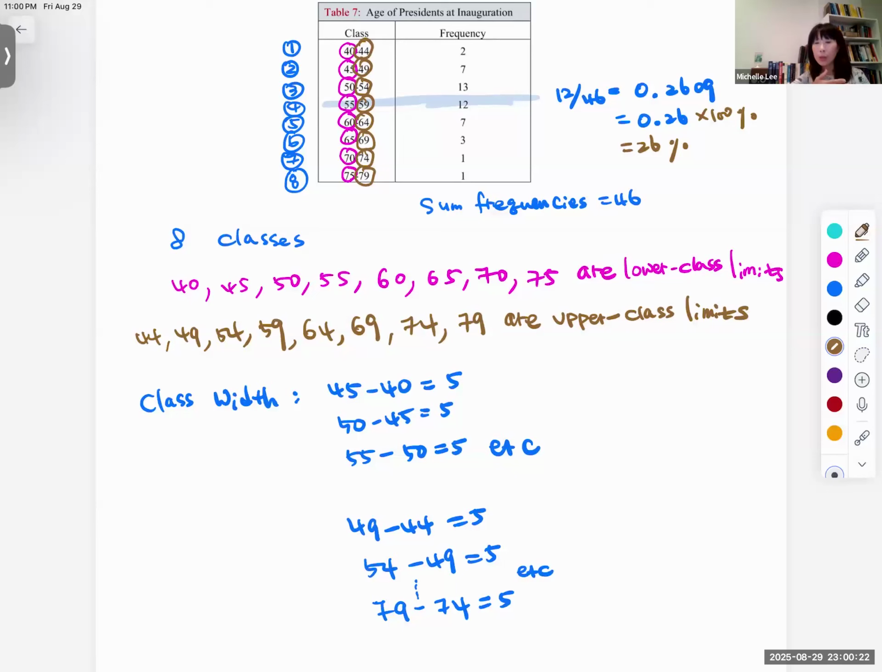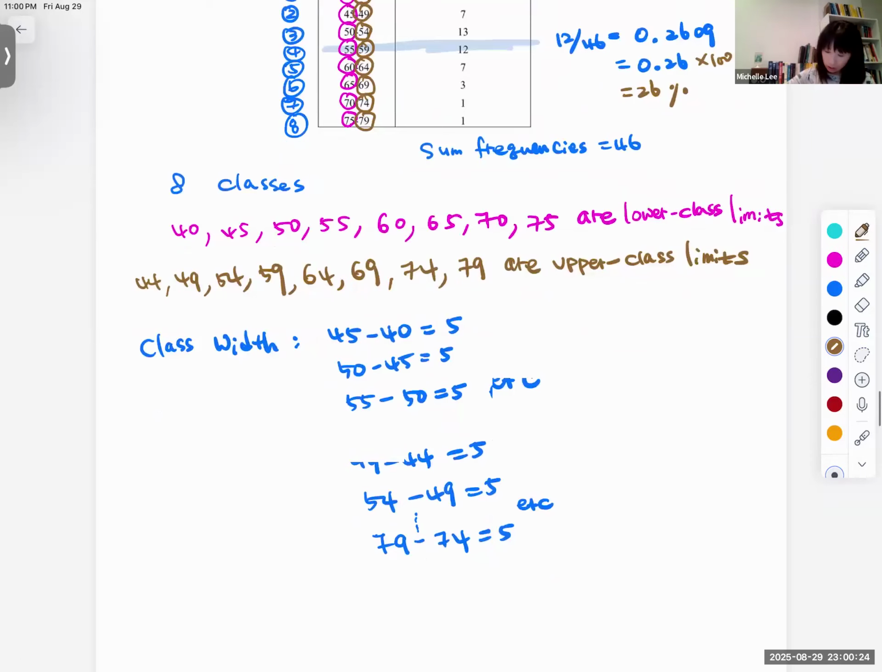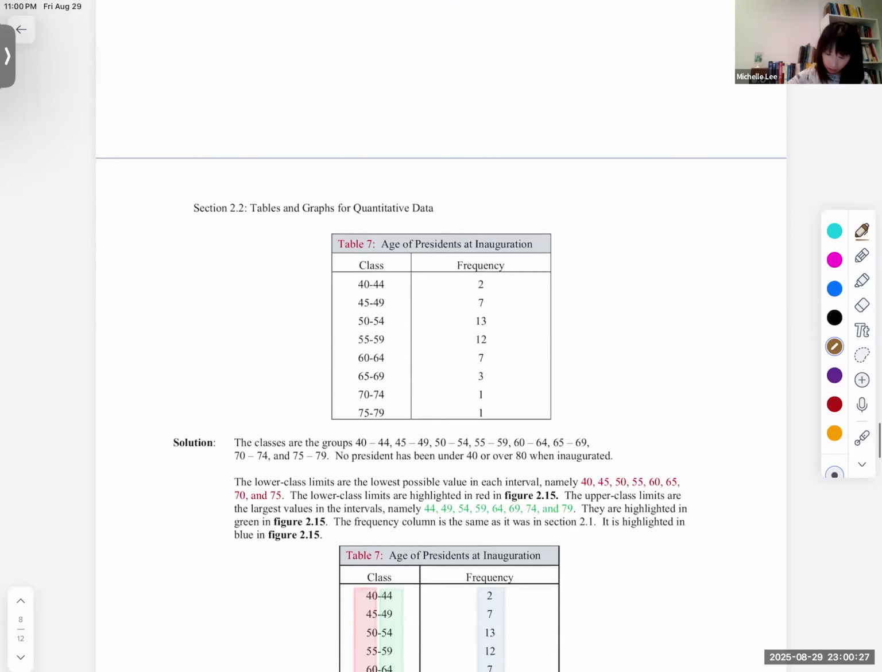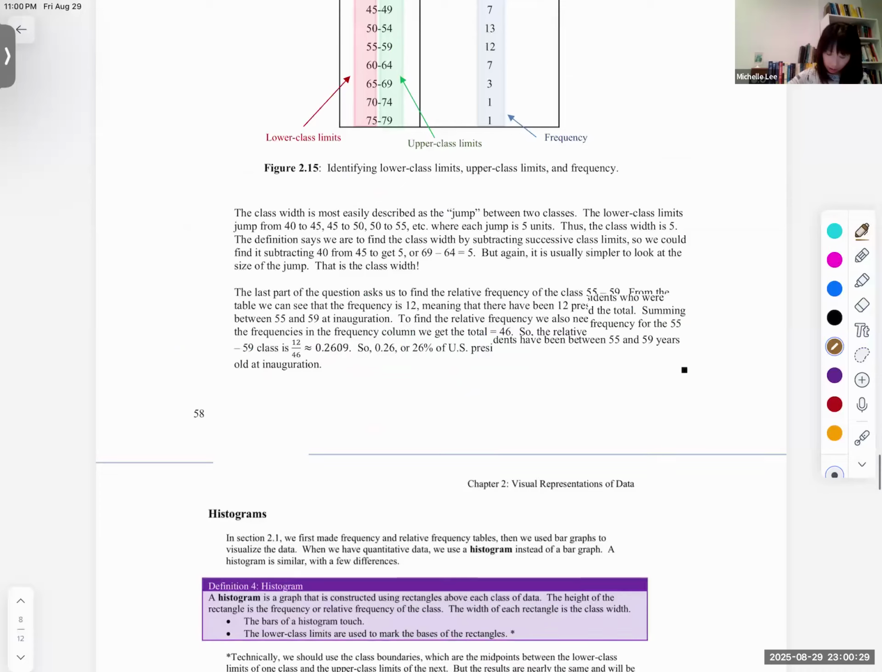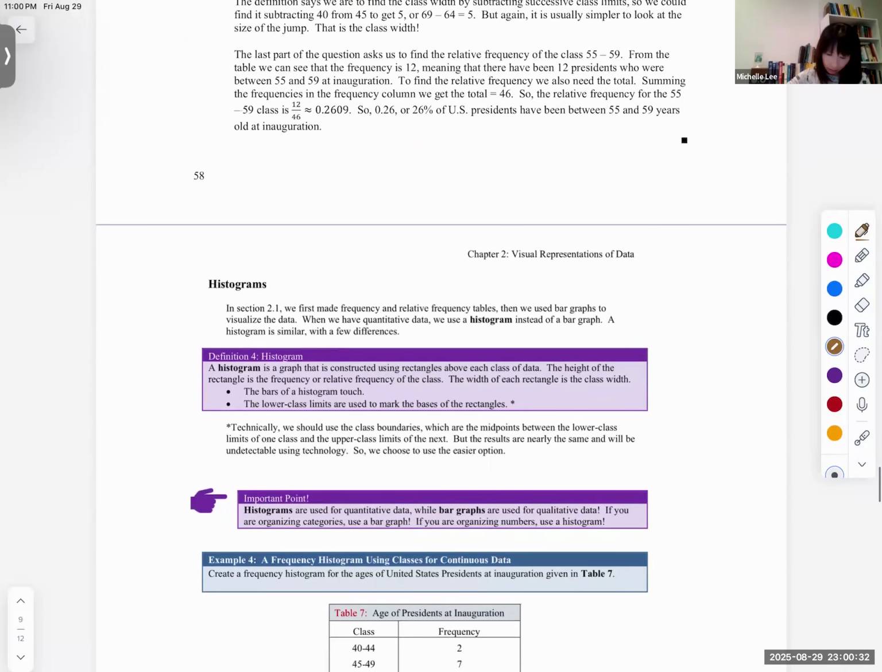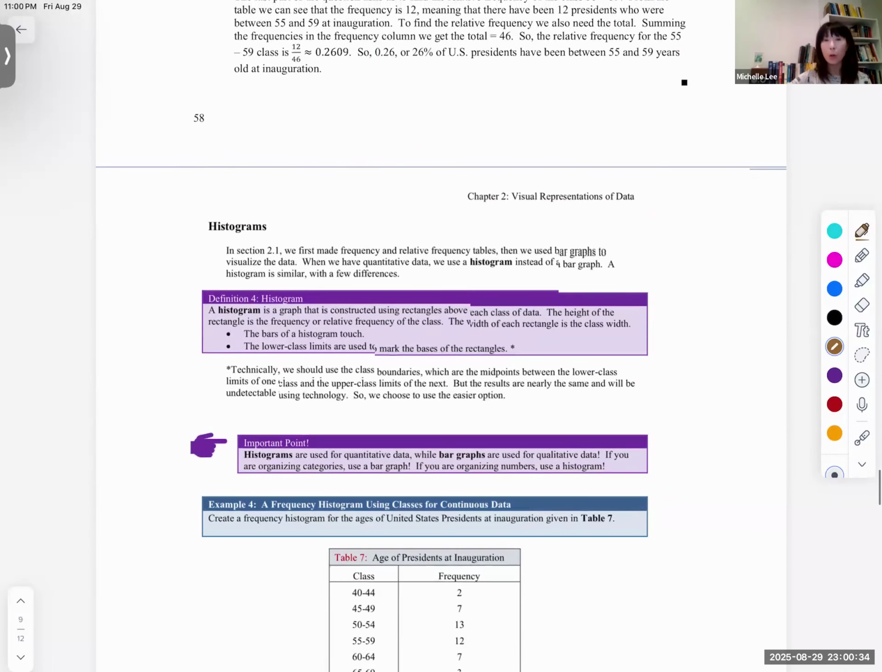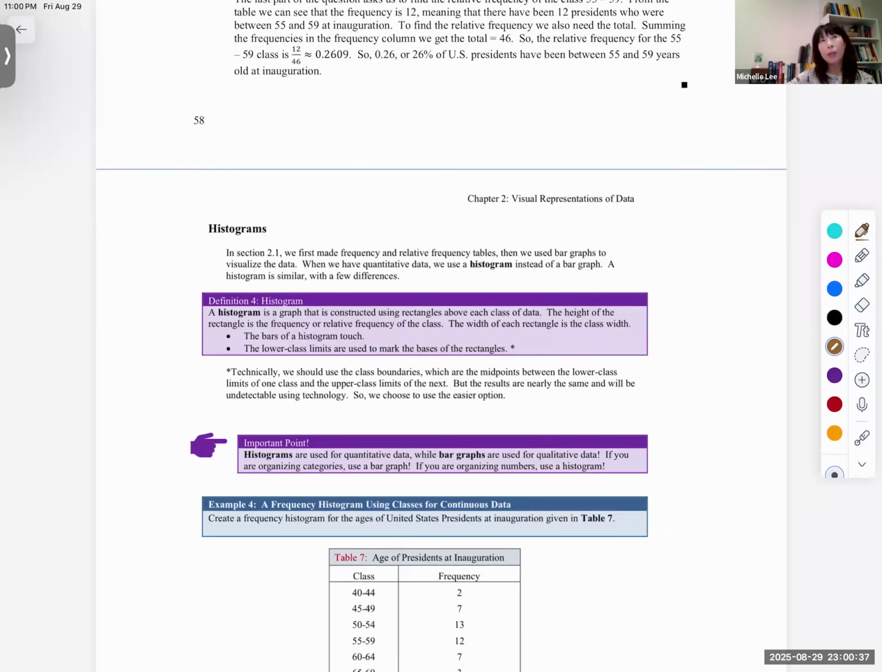Okay, so let's do histogram. A histogram is very similar to a bar graph. A bar graph looks like energy bars, but they don't touch each other. A histogram has the same feature, it looks like energy bars, but they touch each other. So let me highlight here.